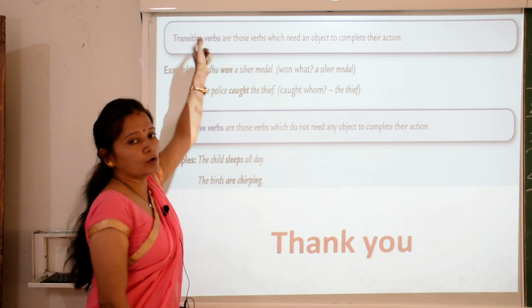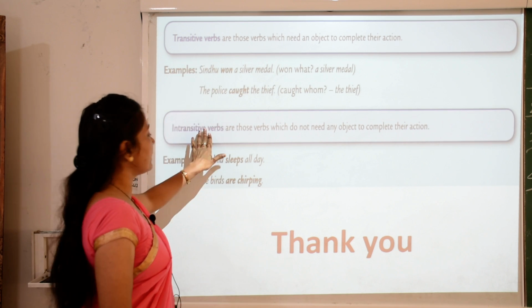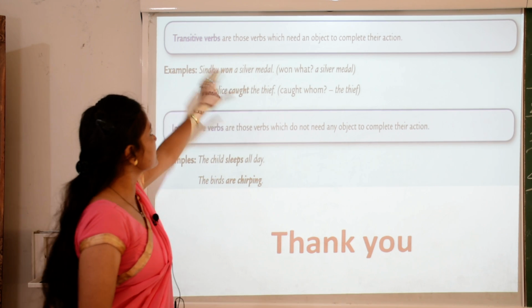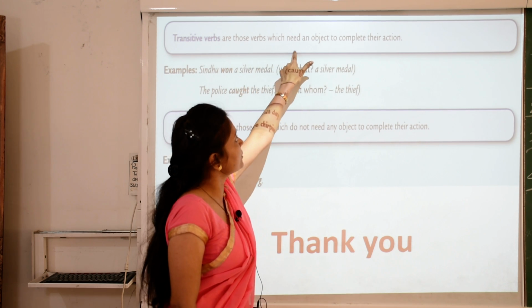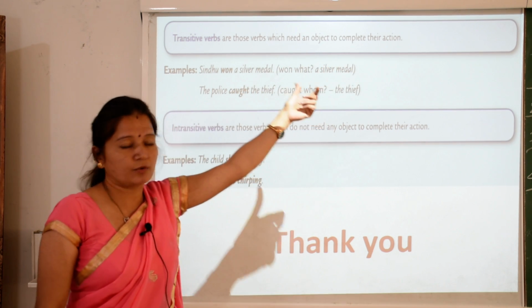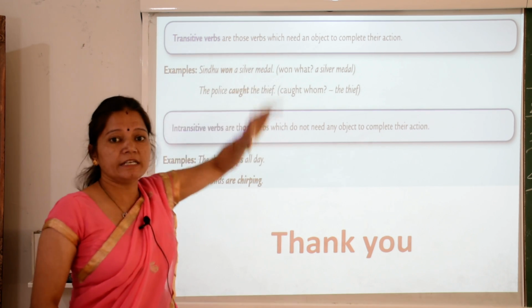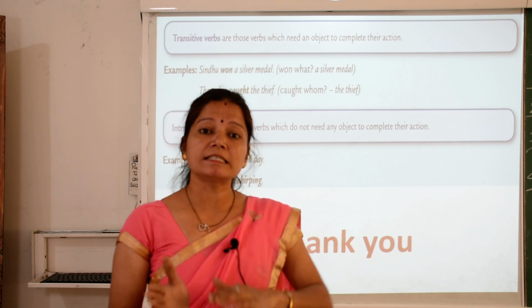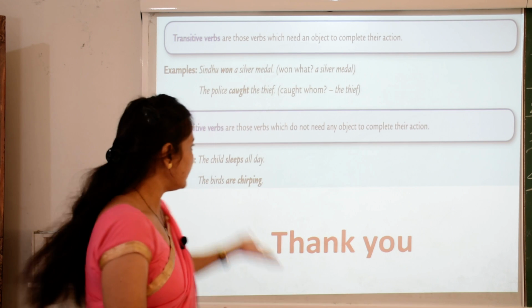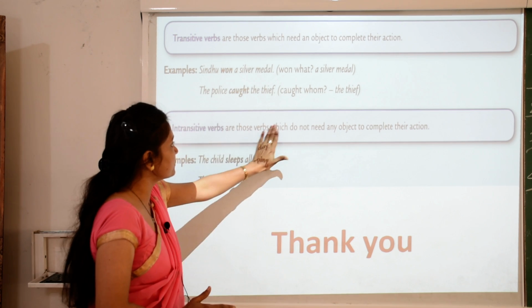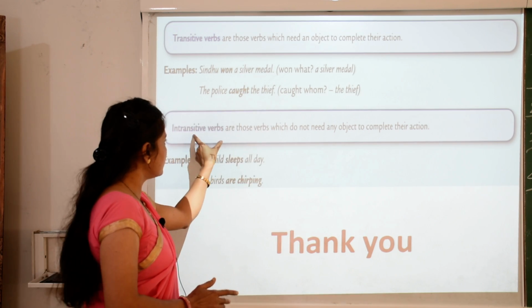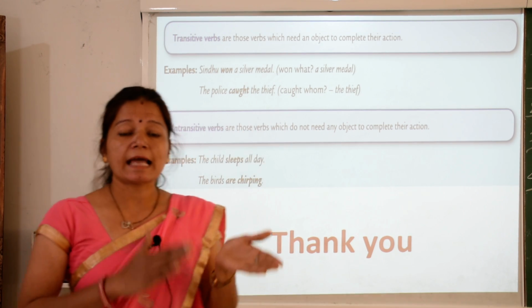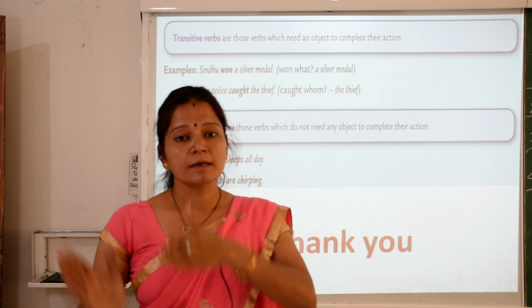With that, students, I am also explaining transitive and intransitive verbs. Okay, so what are transitive verbs? Transitive verbs are those verbs which need an object to complete their action. So transitive verbs need an object to complete their meaning. And intransitive verbs are those verbs which do not need any object to complete their action.